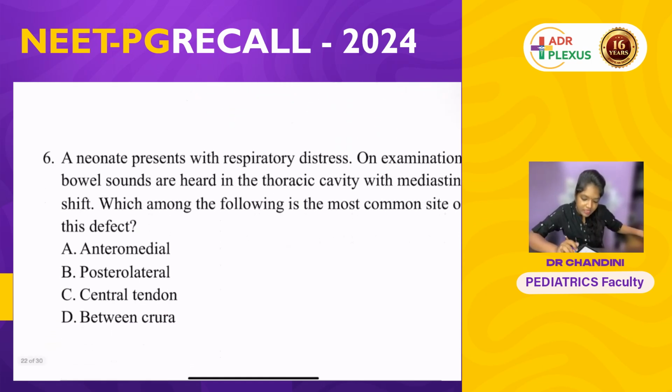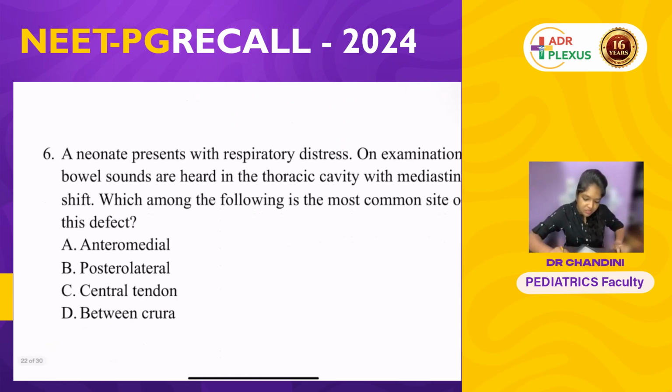A neonate presents with respiratory distress. On examination, bowel sounds are heard in the thoracic cavity with mediastinal shift. So a neonate presents with respiratory distress, and the typical feature on examination is bowel sounds in the thoracic cavity, and there is a mediastinal shift. With this, the diagnosis is congenital diaphragmatic hernia.